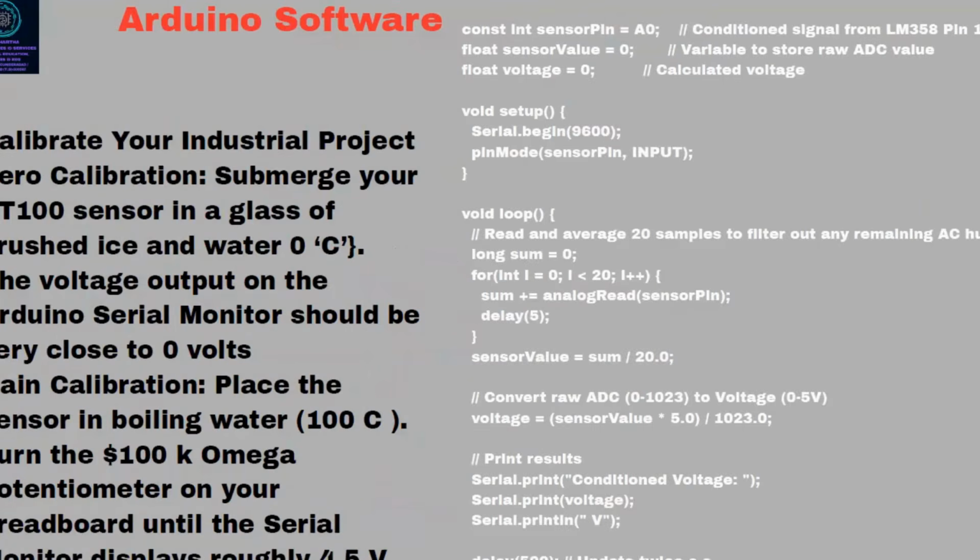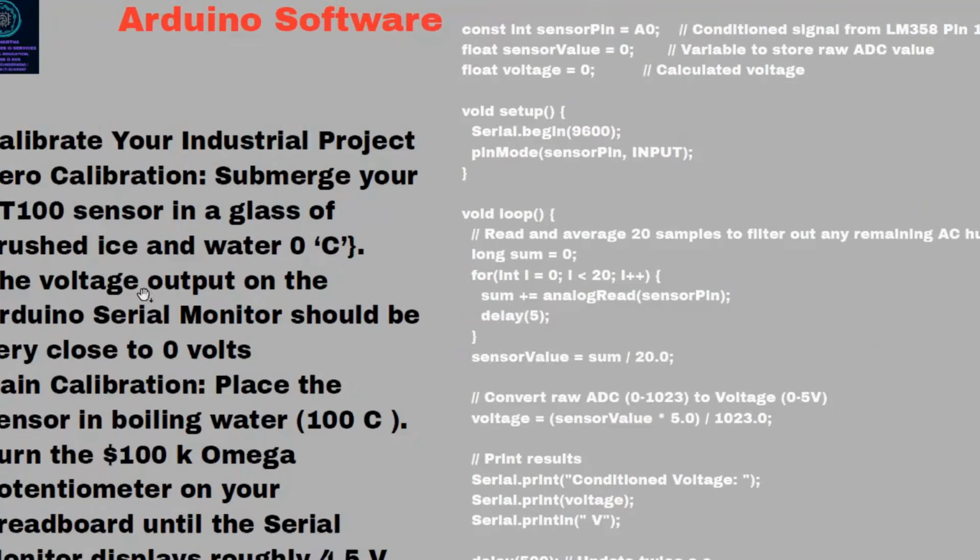Okay, so this is the Arduino software. Actually, this software is very, very simple. You can see here on the right hand side, this is the program which you have to load on your Arduino board. It is a simple program to convert whatever signal we are getting to voltage. So calibrate first. How will you calibrate your industrial project? Zero calibration. First you have to calibrate it properly.